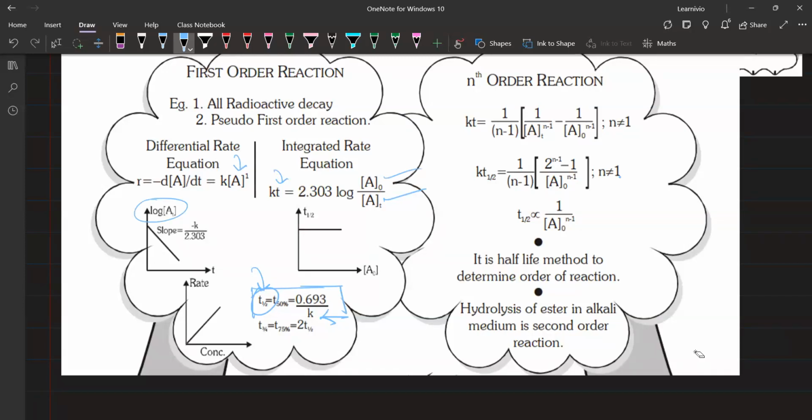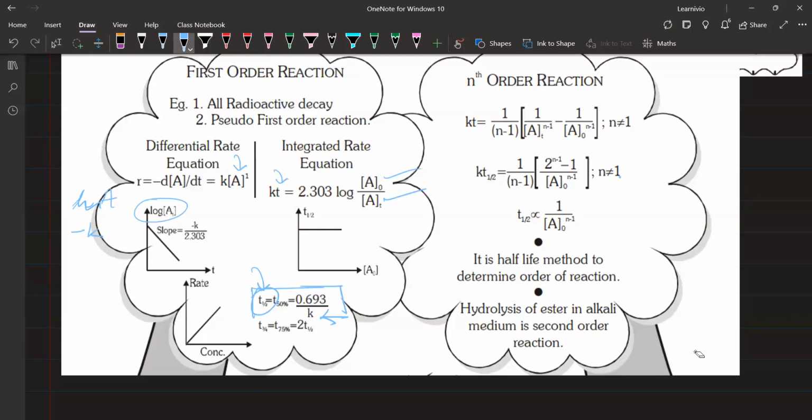Log A naught will have a very similar graph with ln A also. Ln A and log A will have similar graphs. The only difference will be in the slope. Here the slope is minus K upon 2.303. If it is ln A, it will be only minus K. Then we have t half versus the initial concentration. So t half and initial concentration are not related. That is why the line will be a straight line that's parallel to the x-axis.